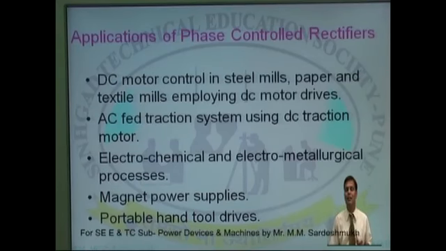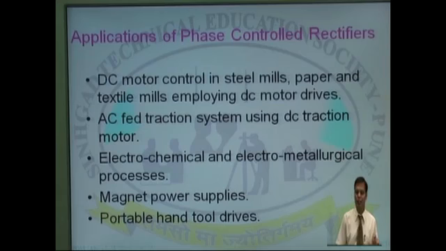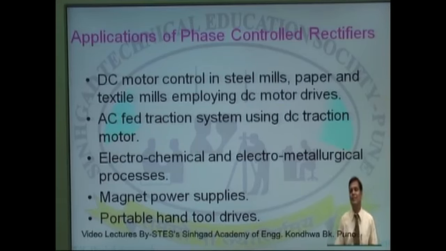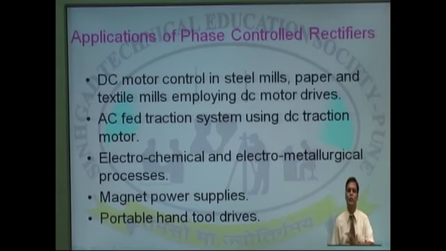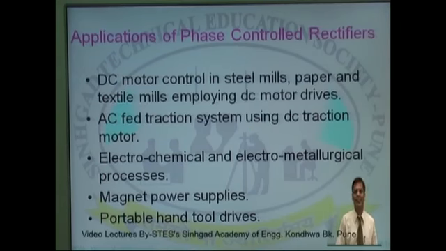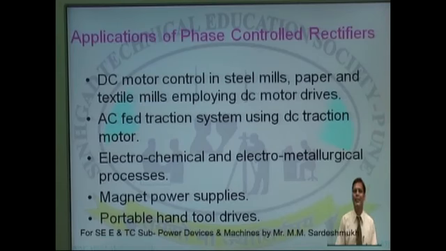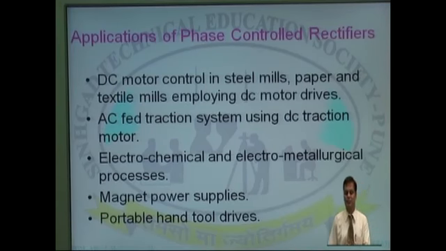Maybe for example, steel mills, paper and textile mills, and so on. We can use these AC to DC converters in all these applications. Say for example, where DC traction is used, which is supplied from AC traction. So in all these cases, we may need AC to DC converters.